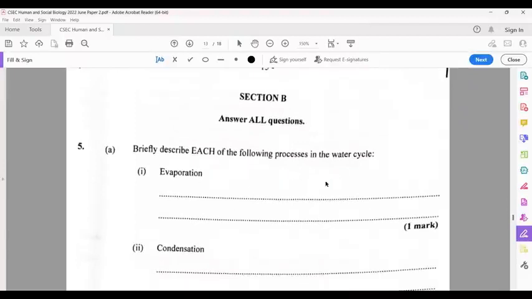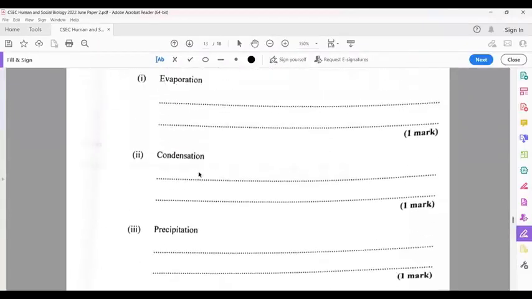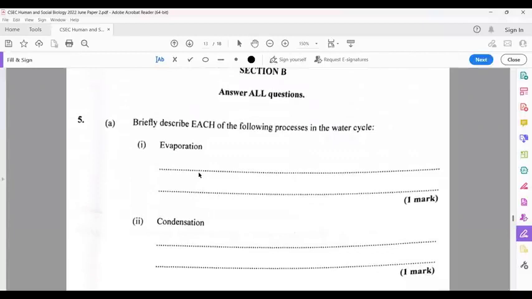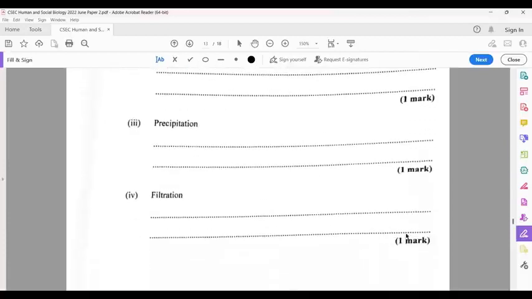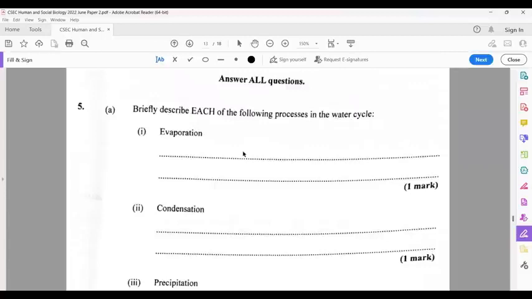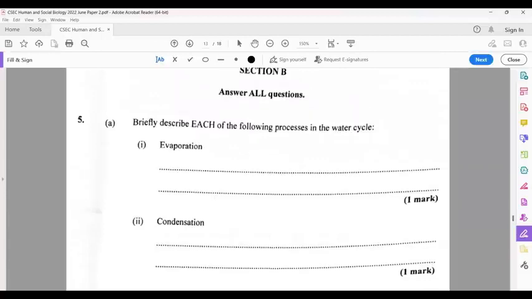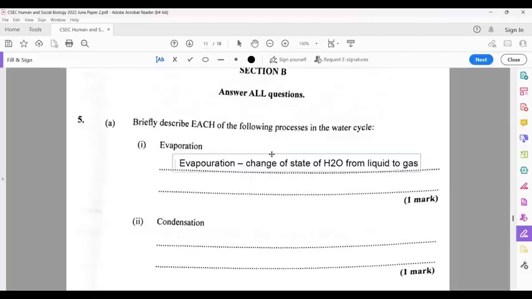The fifth question is the first question in section B, and the question is taken from the impact of health practices on the environment. And in this question, they ask you for plenty definitions. They start you off with asking you for a brief description, or if you could define it, if you will, to get this 1 mark, each one being just 1 mark. So don't write a book, just give a brief description, which could be simply a definition for 1 mark. So evaporation, you know H2O is changing from liquid to gas. That will get you 1 mark.